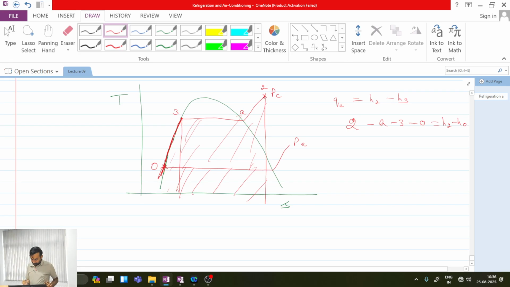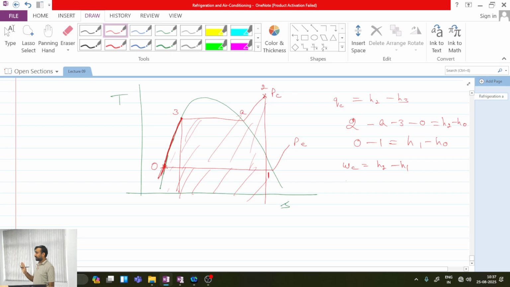And what will be the area below 0 to 1? That will be nothing but H1 minus H0. Is this point clear? So area from 0 to 1 will be H1 minus H0. Now what is our compressor work? H2 minus H1. Compressor work is H2 minus H1.